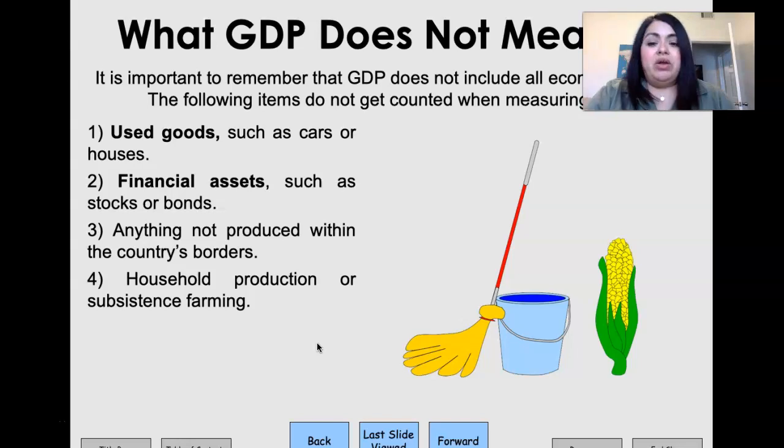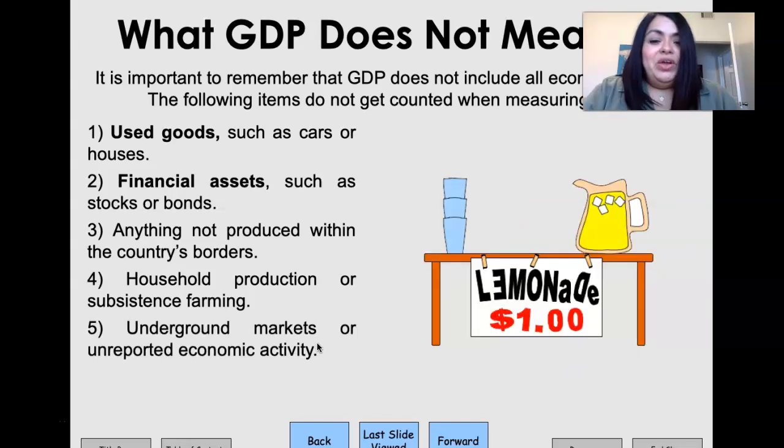Okay? All right. We also, of course, don't count underground markets or unreported economic activity. So there's a little lemonade stand here to represent that. But actually, underground markets in the U.S. are robust. And of course, they're usually illegal markets. So if you can imagine how much the drug trade makes in the United States, I mean, billions of dollars of drugs being traded underground and illegally, none of that is counted into our production.